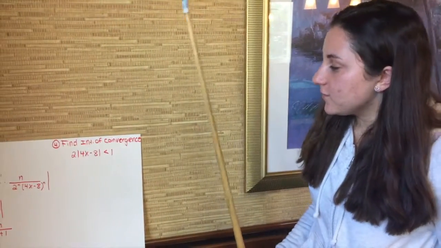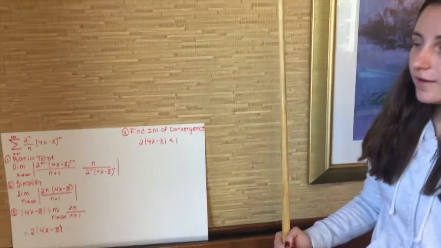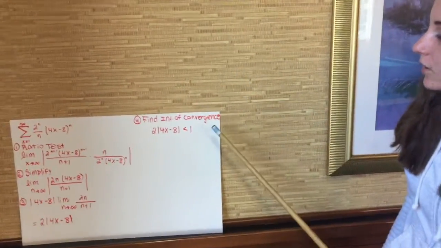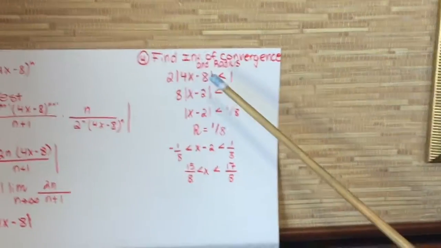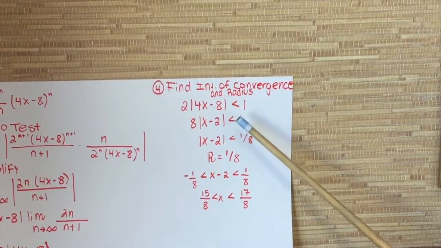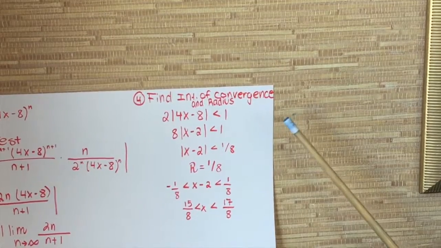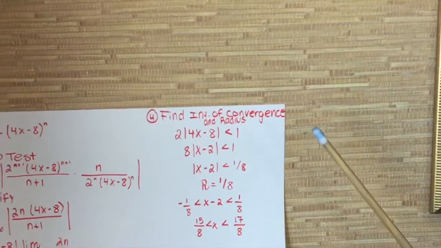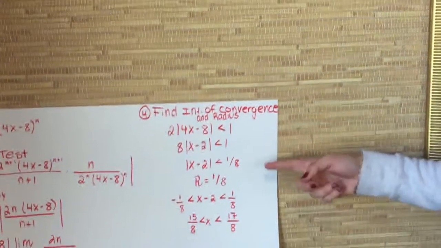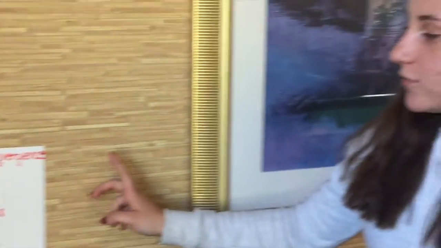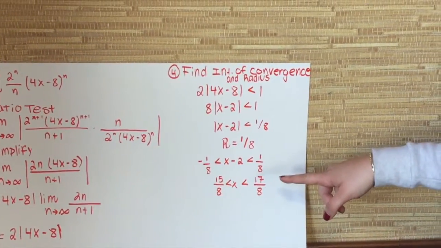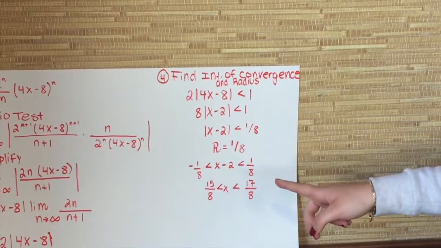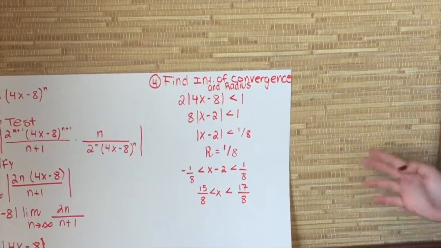Now we have to find the interval of convergence. The rules say the series converges when it is smaller than 1. So we simplify, factor out the 4, and we get 8 times the absolute value of x minus 2 is smaller than 1. Then we divide both sides by 8, and we get that our radius of convergence is 1/8. Now we simplify and get that x has to be greater than 15 over 8 and smaller than 17 over 8, and that's our interval of convergence.